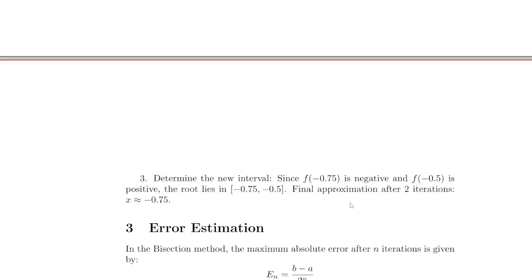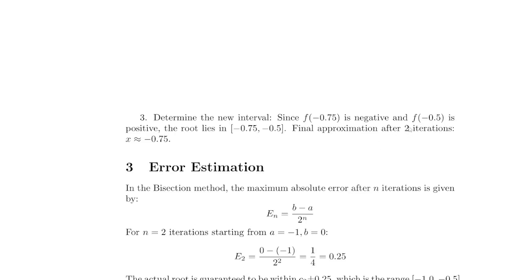So to determine the new interval, we see that f of -0.75 is negative and f of -0.5 is positive. So the root lies between a negative and a positive, which is -0.75 and -0.5. So the approximation for x that makes f of x equal to 0 is -0.75.